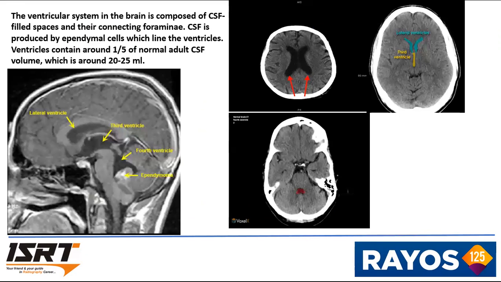The next thing you have to be familiar with in the brain is the CSF-filled spaces of the brain, that is called the ventricles: the two lateral ventricles, the third ventricle and the fourth ventricle, and their communication pathways. You should know how these are working, the ventricles and their communication pathways.